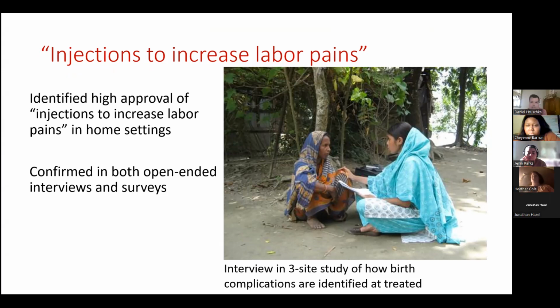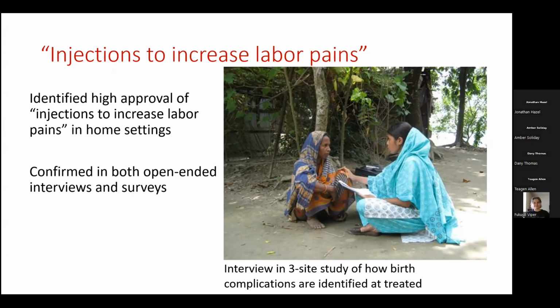It was a study where we were doing a study in 3 sites about how birth complications are identified. So how do women and their caregivers identify there's a problem or complication, and how do they go about treating that or seeking help for it? And as part of that, a lot of women and caregivers talked about using injections to increase labor pains. That was the term they used in home settings. And these were confirmed in both open-ended interviews and surveys.